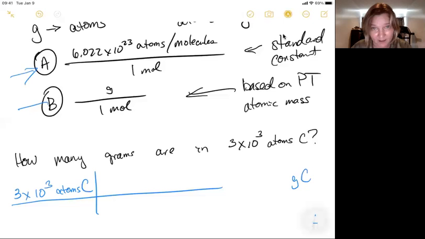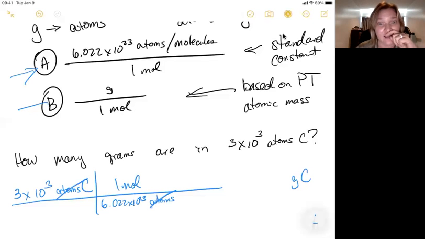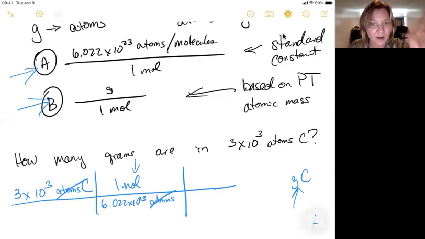So I want atoms on the bottom to cancel. I put 6.022 times 10 power 23 atoms on the bottom and 1 mole on top. Now I can cut atoms. Look at what I have left. I have moles, I need grams. I can put another line there for a second conversion factor, because I can use grams per mole to go from moles to grams. This is what I mean about step-by-step. You go from A to B, B to C, C to the answer, okay? So I want 1 mole on the bottom so I can cut.